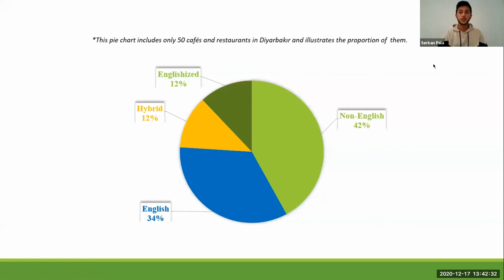So, this pie chart includes 50 cafes in Diyarbakır and illustrates the proportion of them. Non-English and English signs are the most common types of signs because English signs have 34% of usage, and non-English is 42%. Hybrid and Englishized signs have the same percentage, and they are not commonly used in the city.